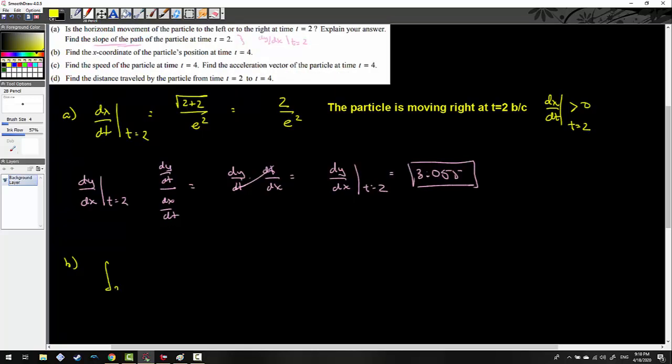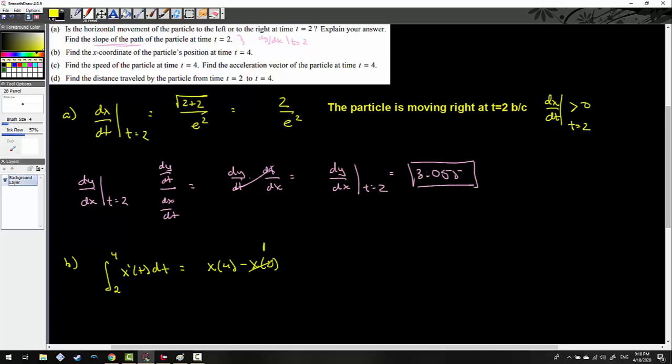So I'm going to integrate from 2 to 4 of x prime of t dt, because again, they're asking me for the x-coordinate's position. Using the first fundamental theorem, I'm going to get x of 4 minus x of 2. We know x of 2. We know x of 2 to be 1.